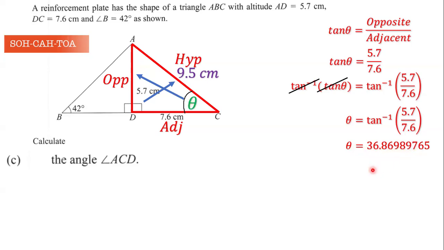36.86989765. And so we're going to round this correct to 2 decimal places. Notice here that 9 is greater than 5, so that means that 6 is going to be 7. And so we have that theta is equal to 36.87 degrees. And so that means that the angle ACD is equal to 36.87 degrees. And that's the answer to this question.